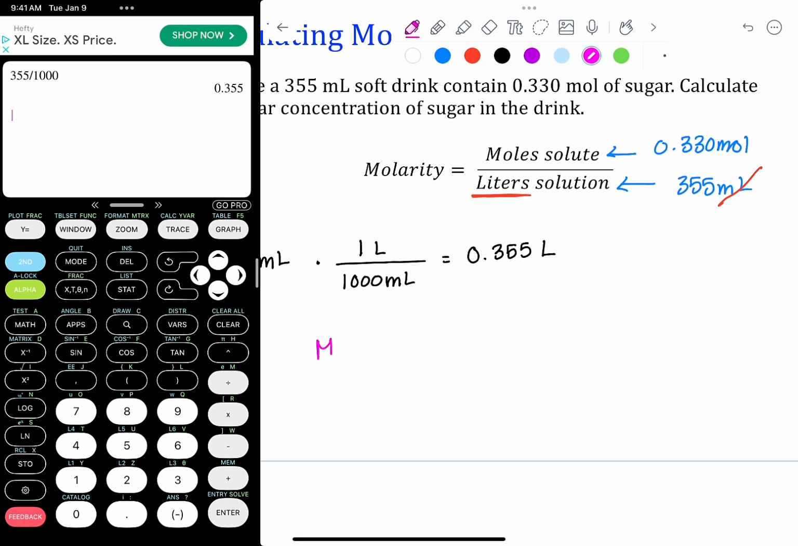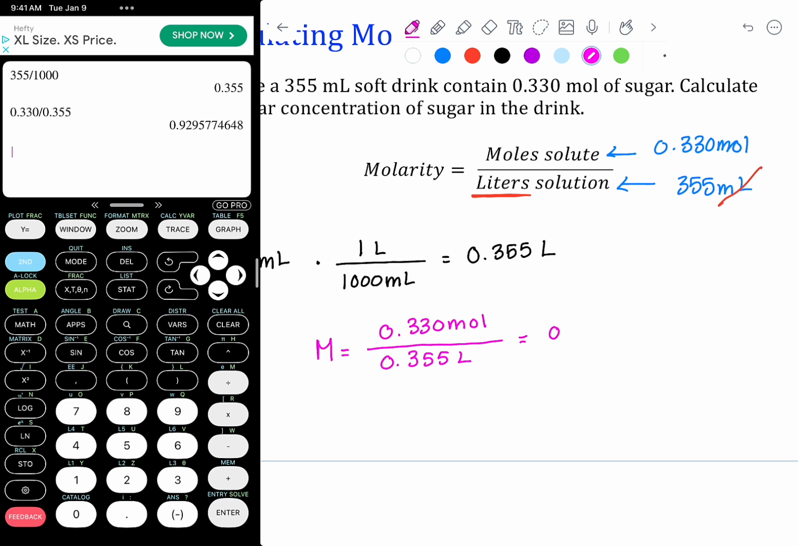So molarity, M, is equal to moles of solute, 0.330 moles, divided by the volume in liters, which we solved to be 0.355 liters. So to solve for the concentration, we just take that mole value and divide it by our volume. And we get 0.929577 moles per liter.